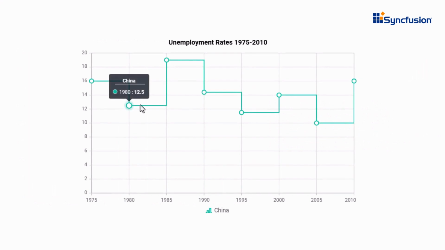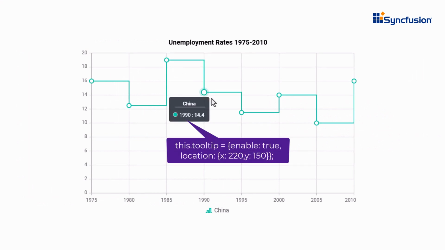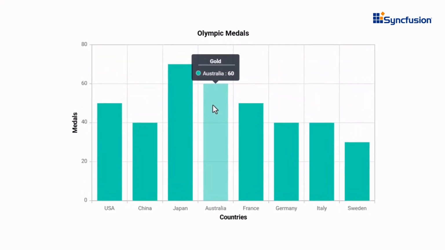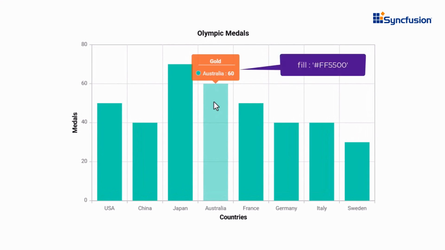If you don't want the tooltip to follow the cursor, set location in the tooltip. It stays in one place while still updating the data as you hover. Want to style it? Adjust the background with fill, change borders, and set text styles using the text style property.